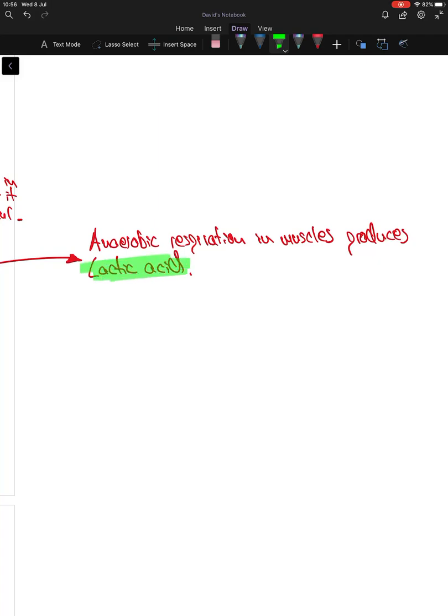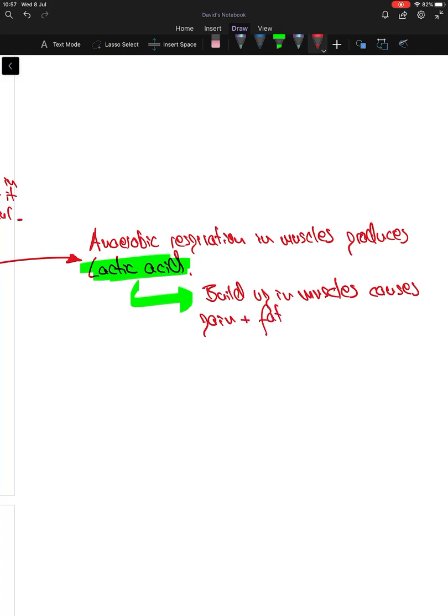Now this is important, lactic acid, because when you have a build-up of lactic acid in the muscles, so as you do more anaerobic respiration, use more glucose and produce more energy and more lactic acid, it causes pain and fatigue. It's tiredness, which if you think marathon runners run a long way, they get pain in their legs, they get tired, we otherwise say, i.e. causes cramps of the muscles. Okay?